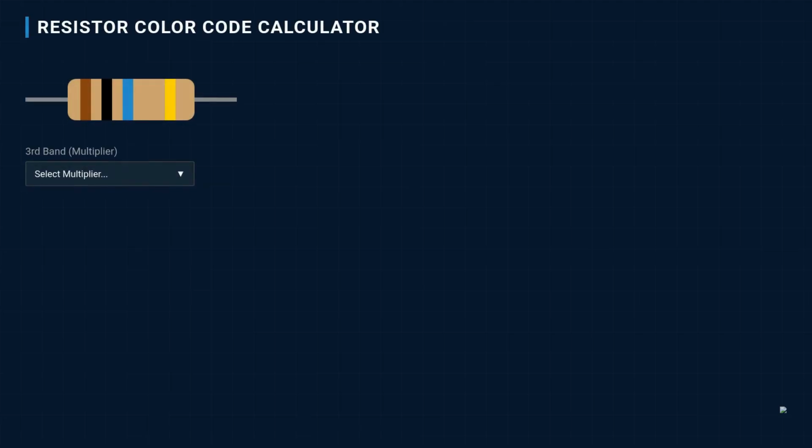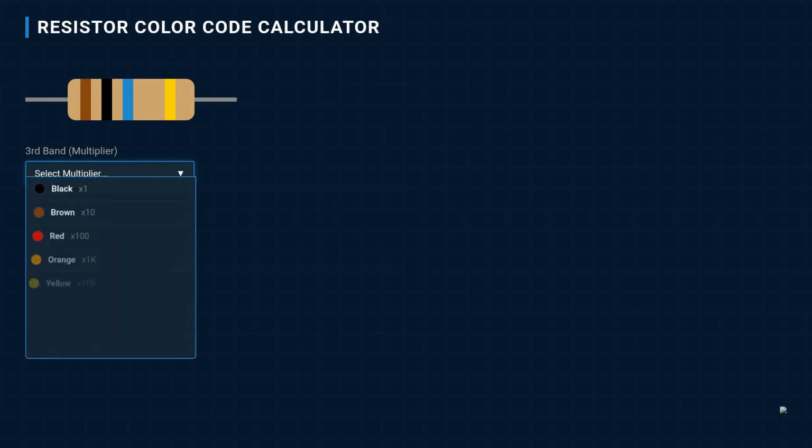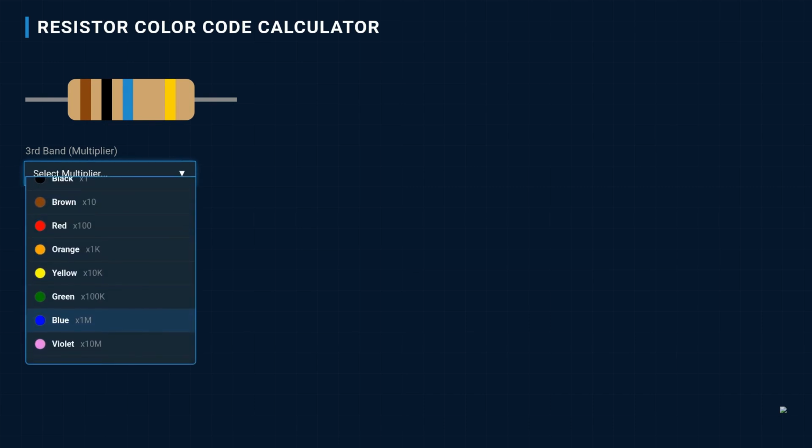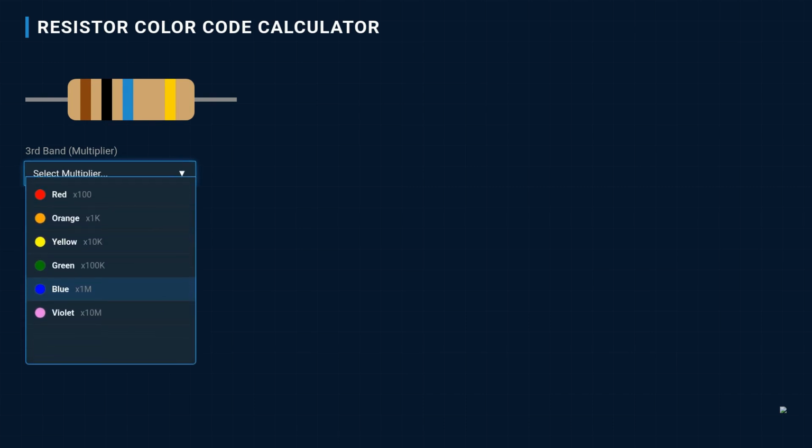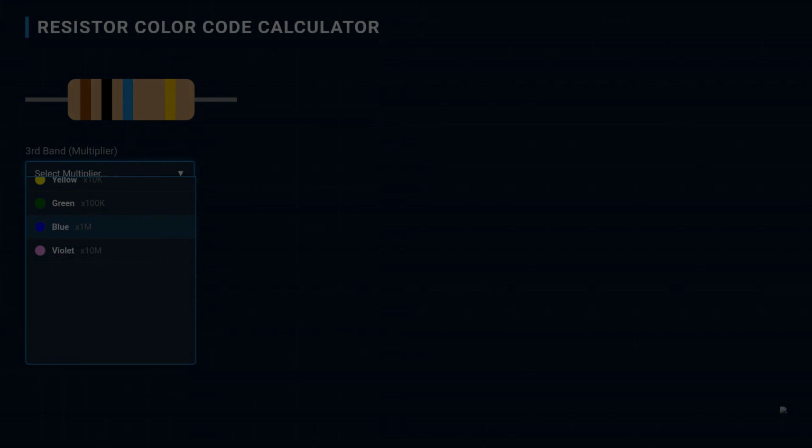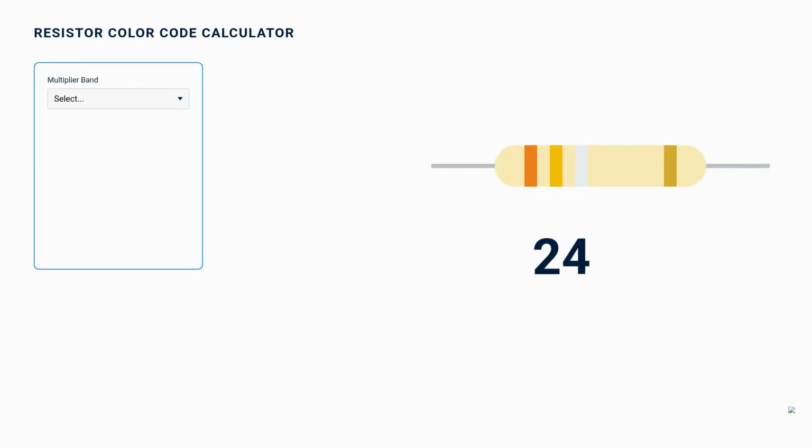The third drop-down is Third Band, Multiplier, with colors representing multiplication factors from black at times 1 through violet at times 10 million, plus gold for times 0.1 and silver for times 0.01. I'll select orange, which multiplies by 1K.